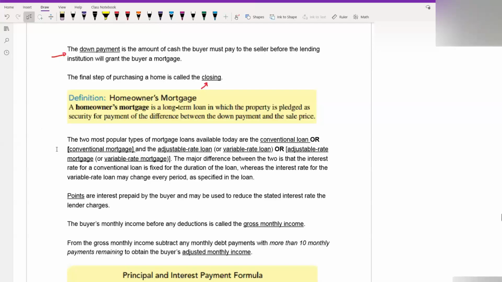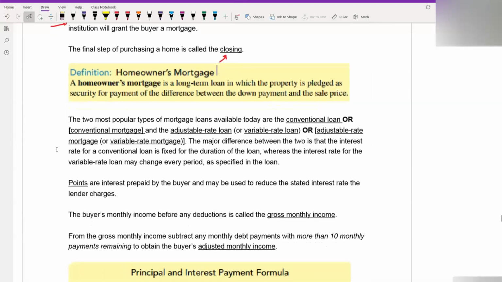Here we have two types of rates. The two most popular types of mortgage loans are conventional, there's this one, and adjustable rate loan. The major difference between these two is that for conventional loan we have fixed rate, but for adjustable rate loan we don't have fixed. So it's better to not have adjustable rate loan because it's changing over time.